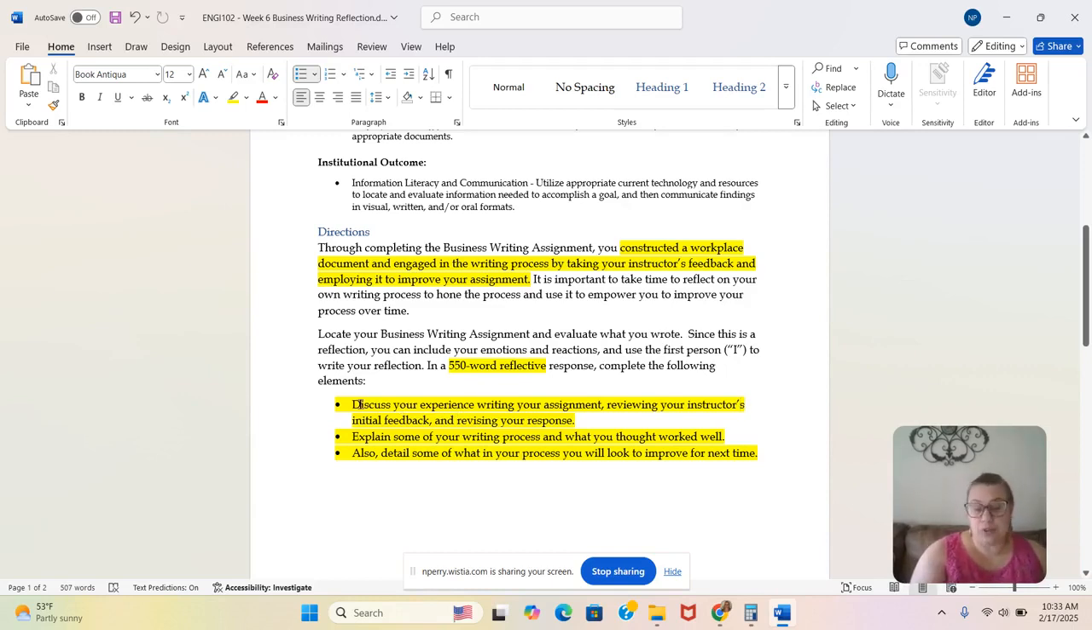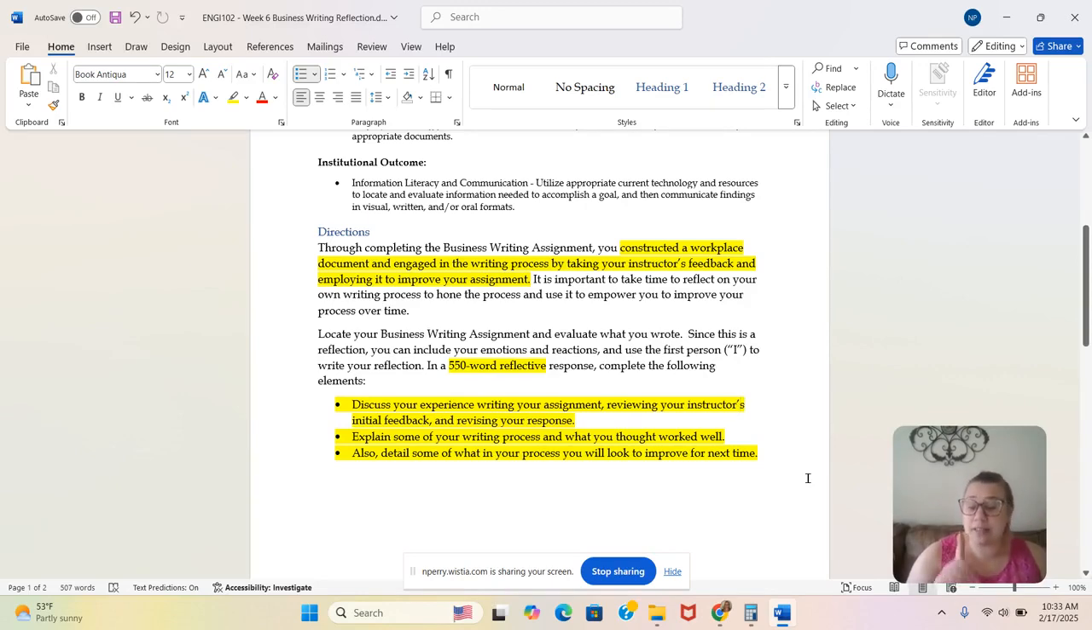Then you have these three questions that you are going to need to answer. Make sure that you answer all three. If it helps you, since it's a 550 word reflection, you can have one paragraph per question. It is in first person, which is totally fine because you're reflecting on yourself. So your first paragraph can be about your experience with the assignment. Your second paragraph could be about the process. And third is, what is it that you can do to improve? Just to kind of break it down.